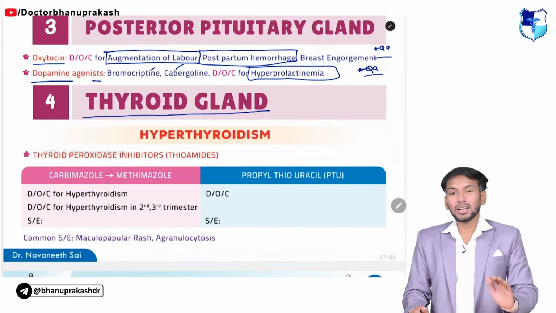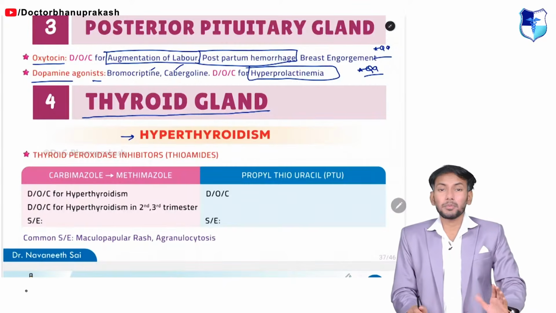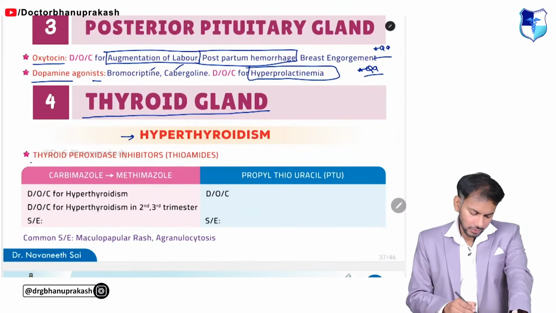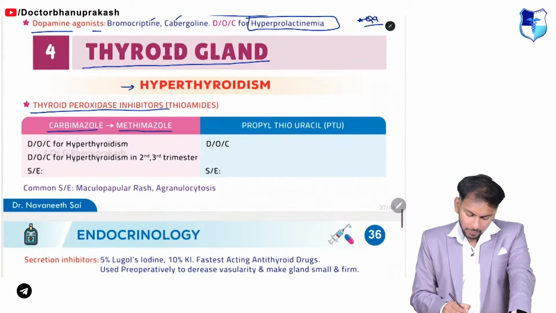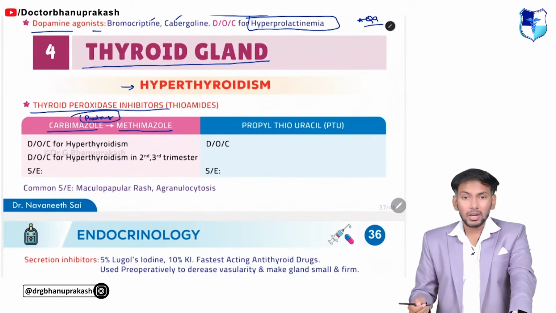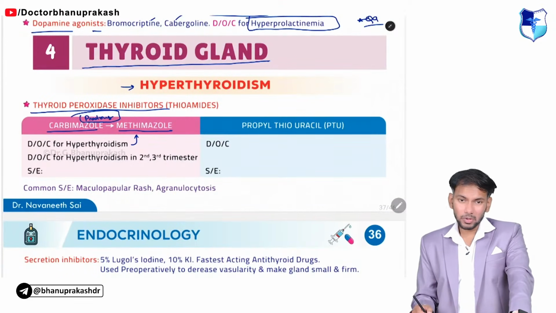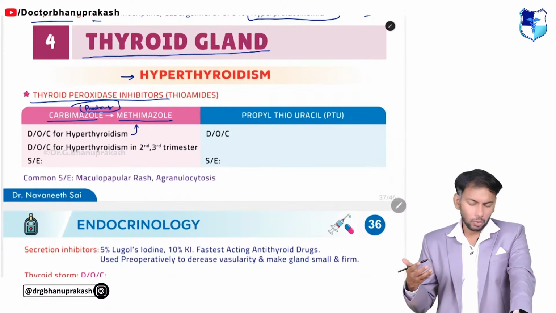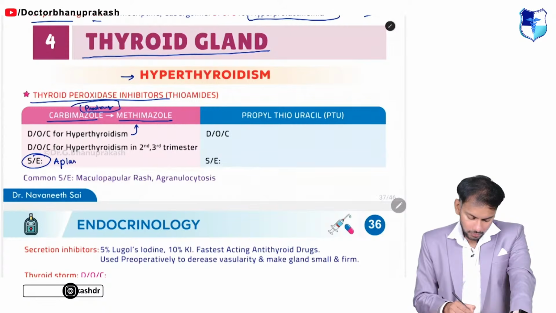Now, coming to the thyroid gland. Pretty simple. Thyroid hormones are increased. That will cause hyperthyroidism. In hyperthyroidism, we will use drugs like thioamides. Thioamides are TPO inhibitor. Thyroid peroxidase inhibitor. What are the drugs? Carbimazole and methimazole. Carbimazole is a prodrug. It is converted into methimazole. Now, what is the drug of choice for hyperthyroidism? Obviously, it is this drug carbimazole and methimazole. Now, can you use this drugs in the pregnancy? No. Why? Because it has a side effect called aplasia cutis.